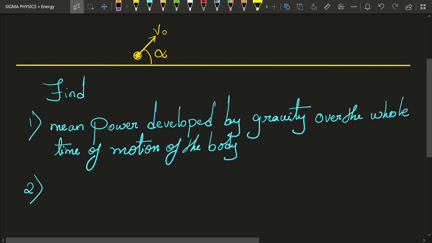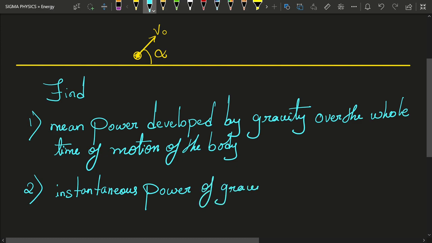And second, what you need to find is the instantaneous power of gravity as a function of time. Now, as you can easily see, this problem uses the concepts from my video on power and from my video on projectile motion. So do check those videos out. I will put the link in the comments.